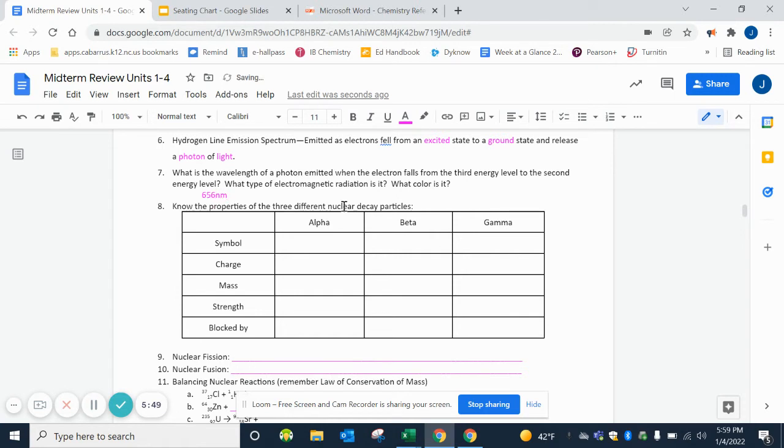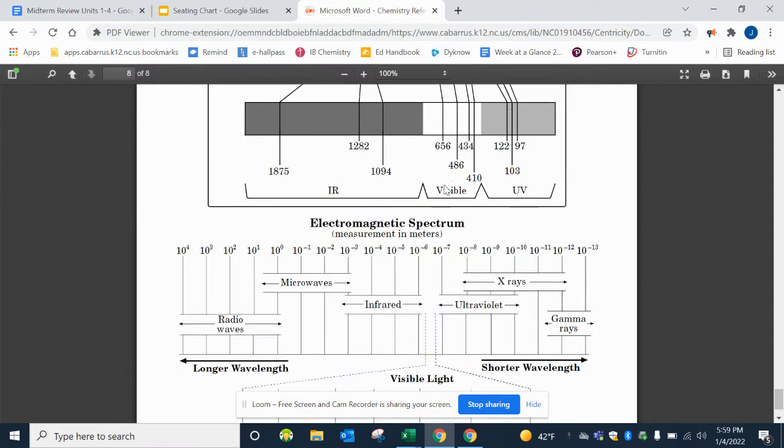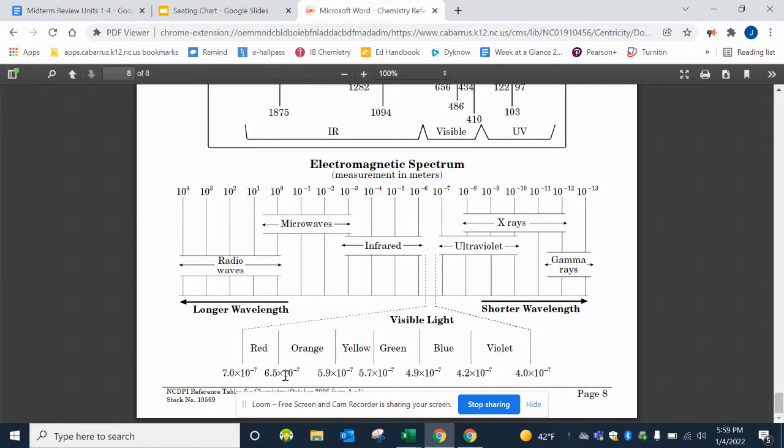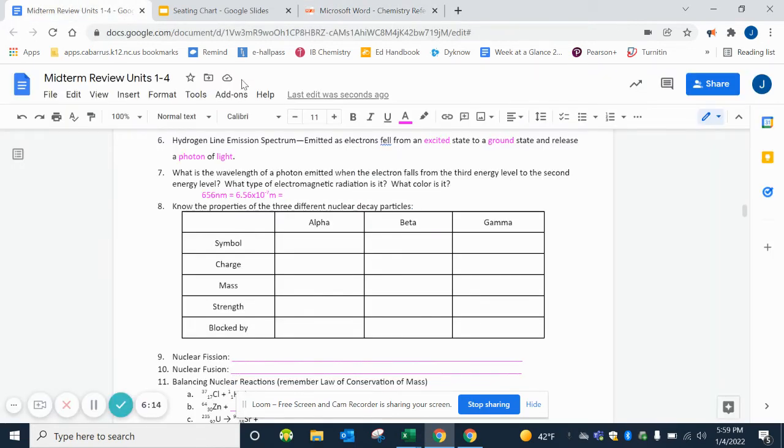Now that's in nanometers. So if we convert that to meters, we would put the decimal between the first 2 digits and then just tack on times 10 to the negative 7 meters. We can then look at the bottom of page 8 and see where 6.56 times 10 to the 7th falls in our number line, and it falls just over the red, or into the red. So this is a red color.